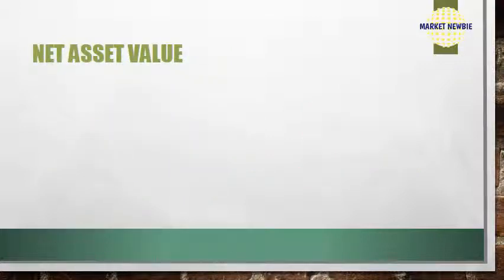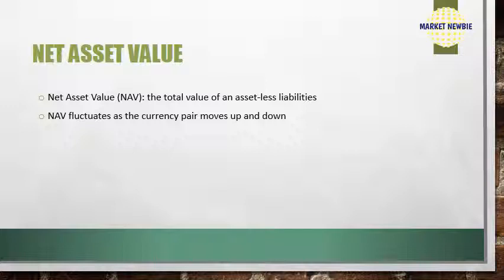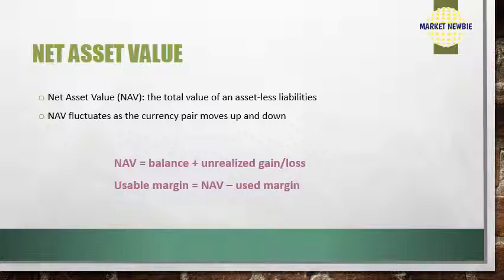Net asset value or NAV is the total value of an asset less liabilities. When you have a position in your account, NAV will fluctuate as the currency pair moves up and down. NAV equals the balance of your account plus the unrealized gain or loss. Accordingly, the usable margin equals NAV minus used margin.